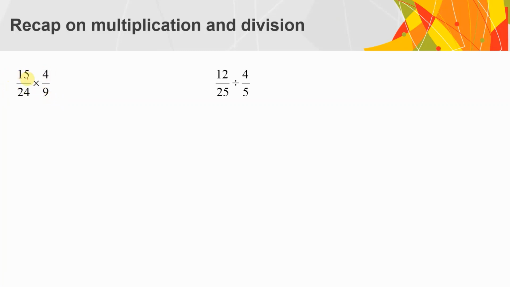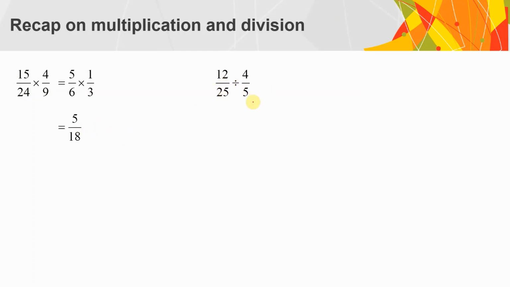So let's say we want to simplify this. 9 and 15 can be divided by 3, and 4 and 24 we can divide by 4. By doing that, we simplify the fractions, and then we can just multiply across, 5 times 1 and 6 times 3, and you'll get 5/18.